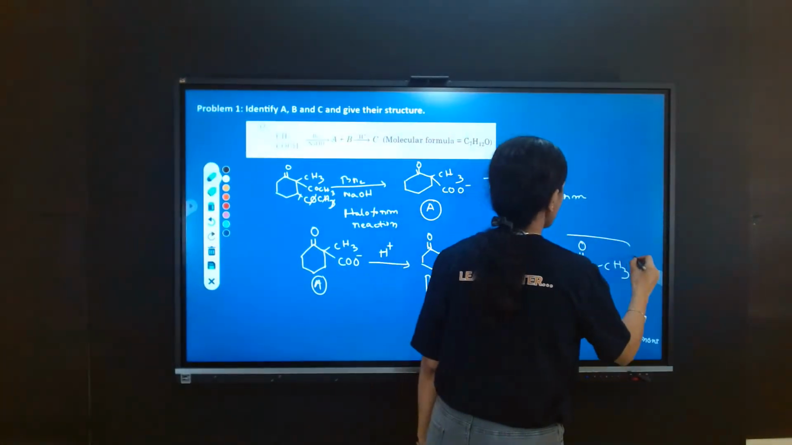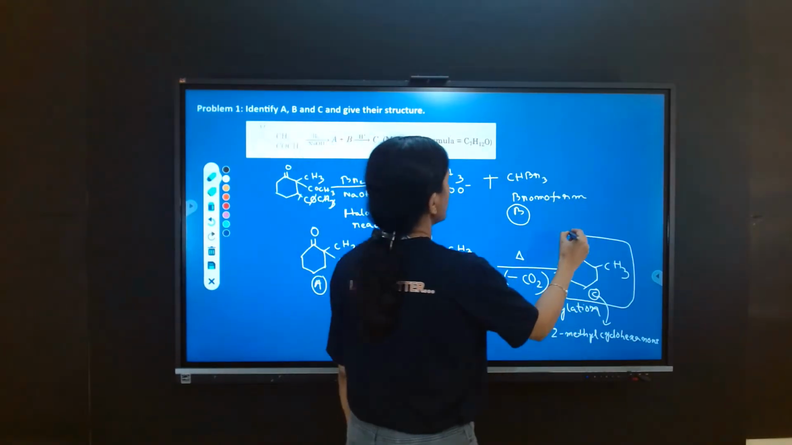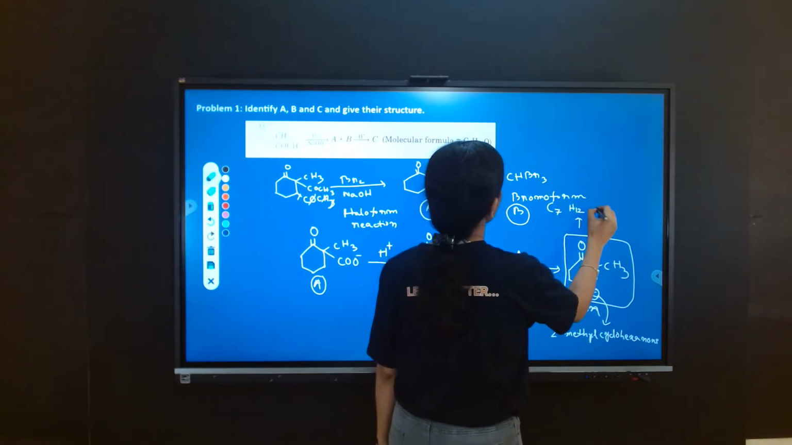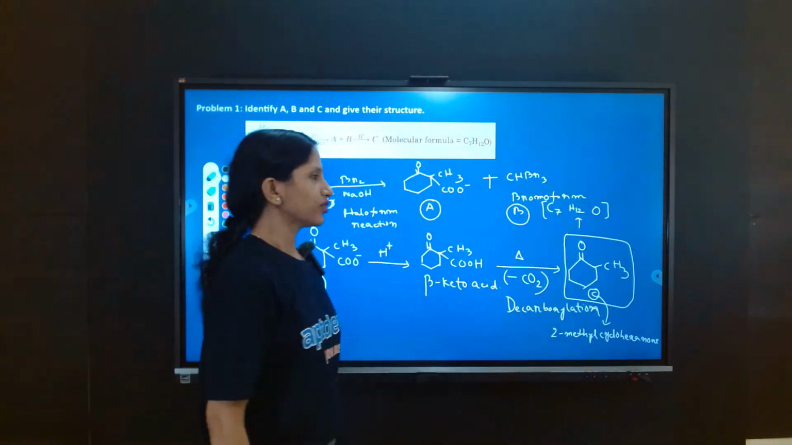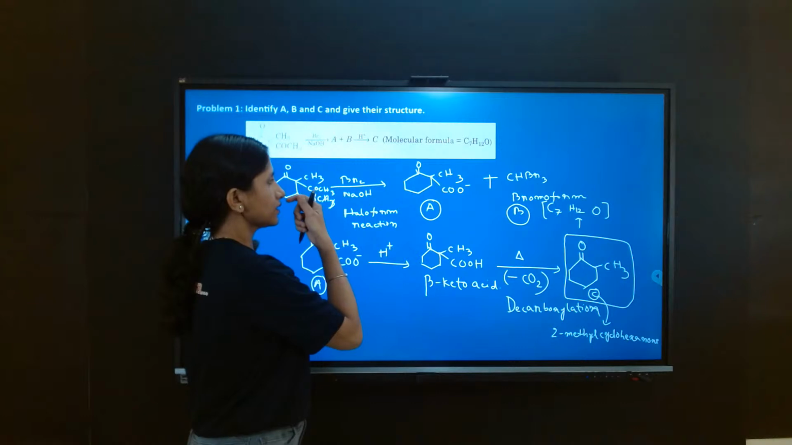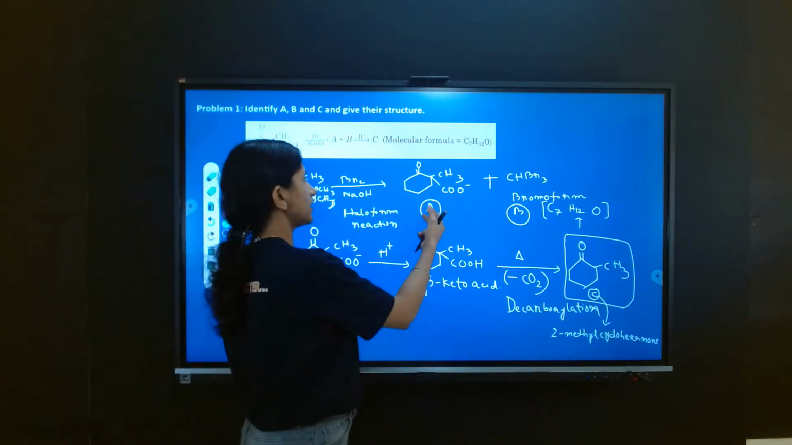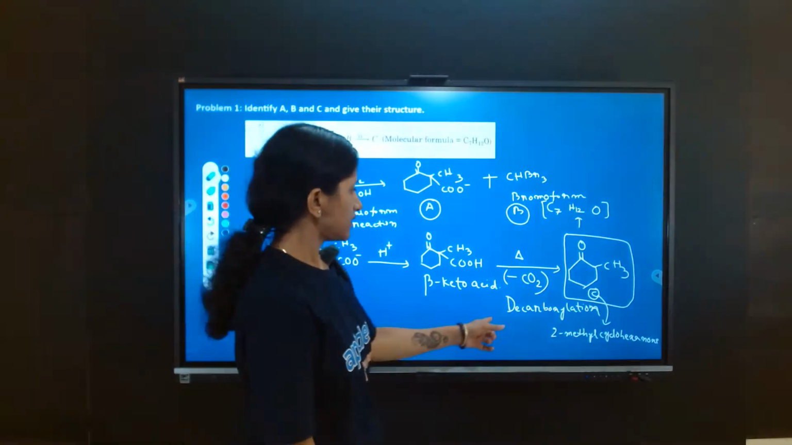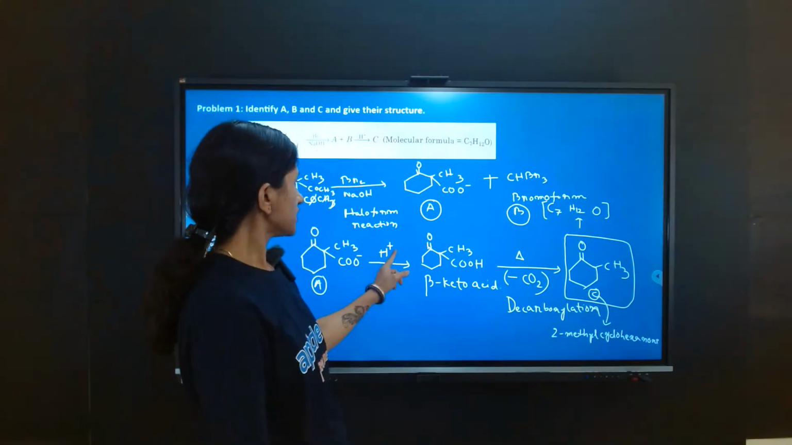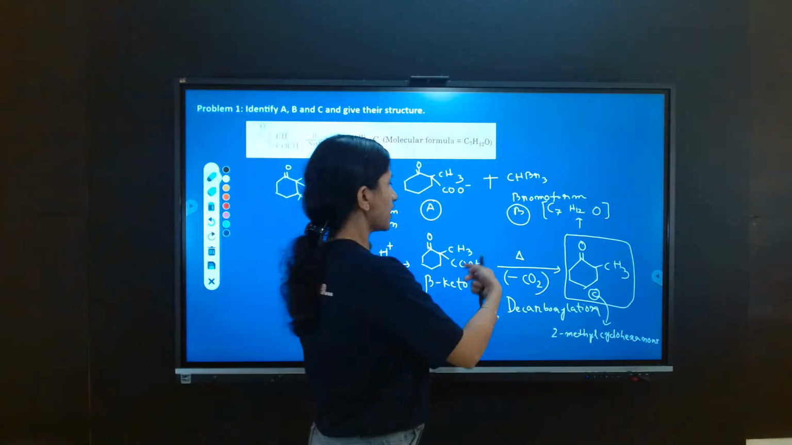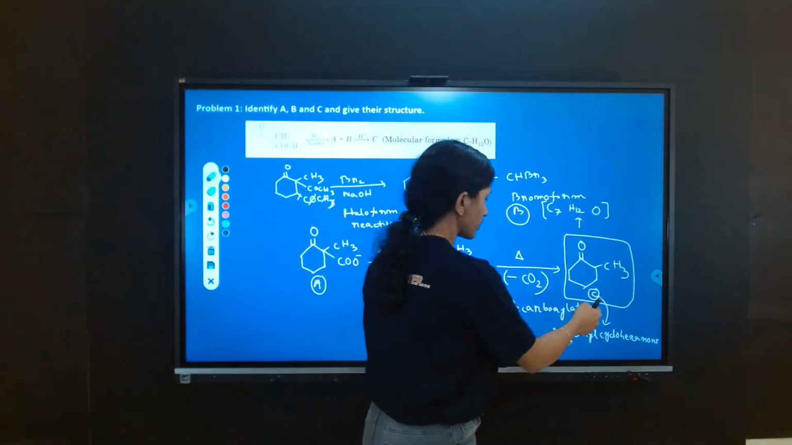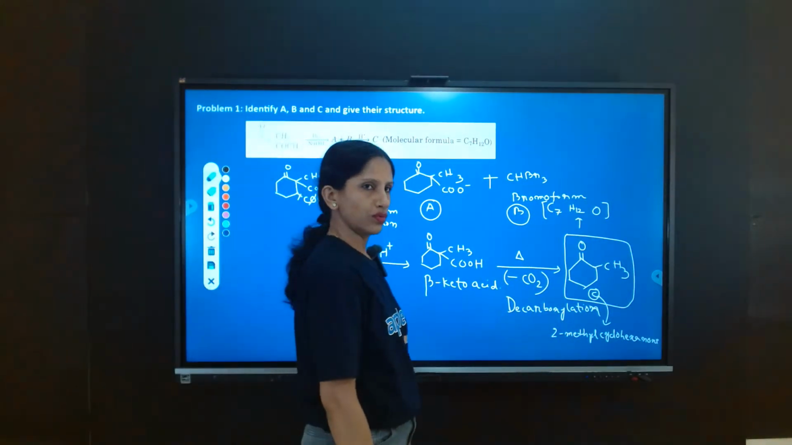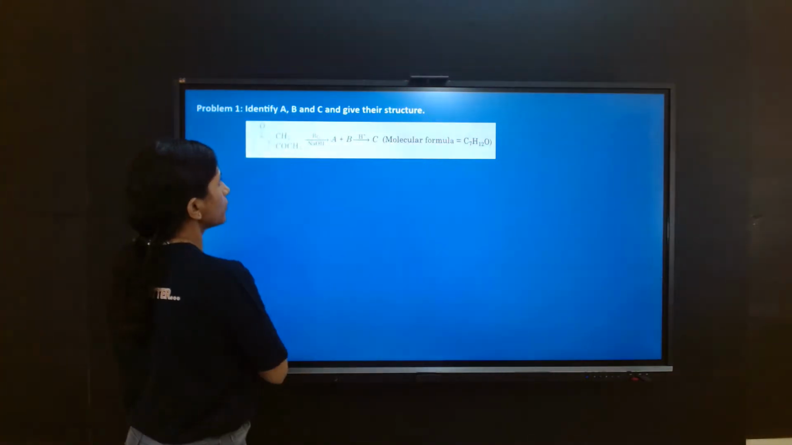Now if you check the product C, you will come to know that it has the molecular formula C7H12O. So we are on the right track. This is the carboxylic acid derivative of the given compound A. B is bromoform, and C is formed on decarboxylation. On protonation we form the beta keto acid, and after decarboxylation we end up with the product C, which is 2-methyl cyclohexanone with the molecular formula C7H12O. So very simple. I hope you have understood.